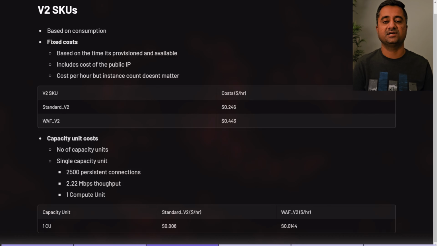So the next one, if you see the variable cost, it is based on the capacity. So the number of capacity units is what they're going to bill us. So whenever you're getting a price, it's going to be what is your fixed cost and what is going to be your capacity based cost. Combined together is what you're going to pay. So the capacity unit, if you see one single unit, it consists of 2500 persistent connections, 2.2 megabytes of throughput, and one compute unit. So you would see monthly how many capacity units you're going to consume. That's what you're going to pay. And you can see the pricing information.